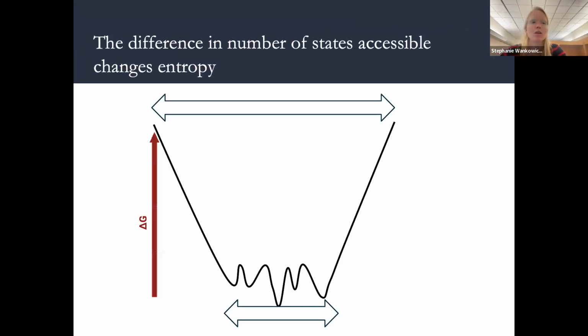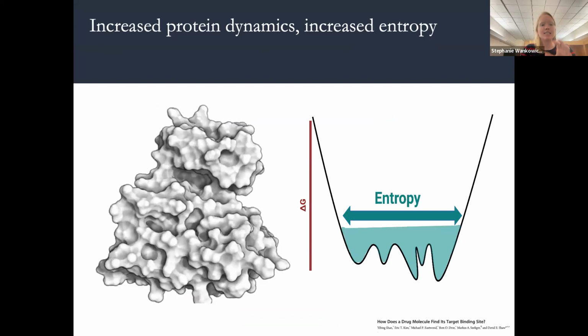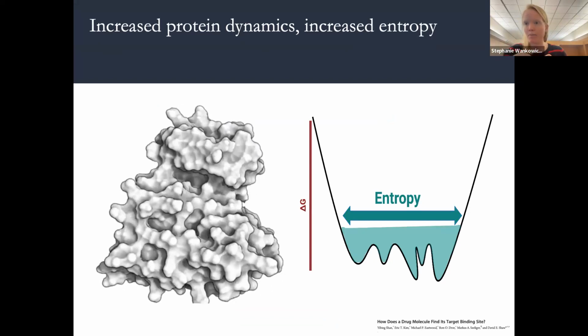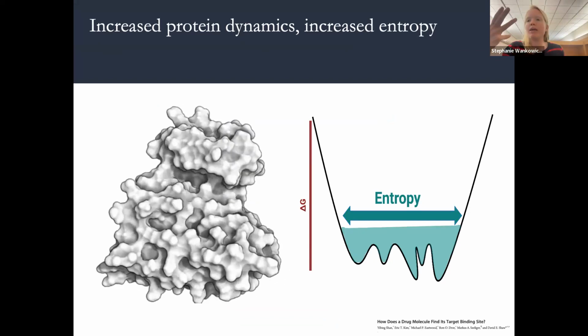And so if we think about this on a protein folding landscape, there is a large amount of entropy at the top when proteins are unfolded, but when they become folded, they decrease their entropy, but they still have a significant amount of entropy. And so if you have increased protein dynamics, you can have increased entropy. And so biologically, why is entropy important?